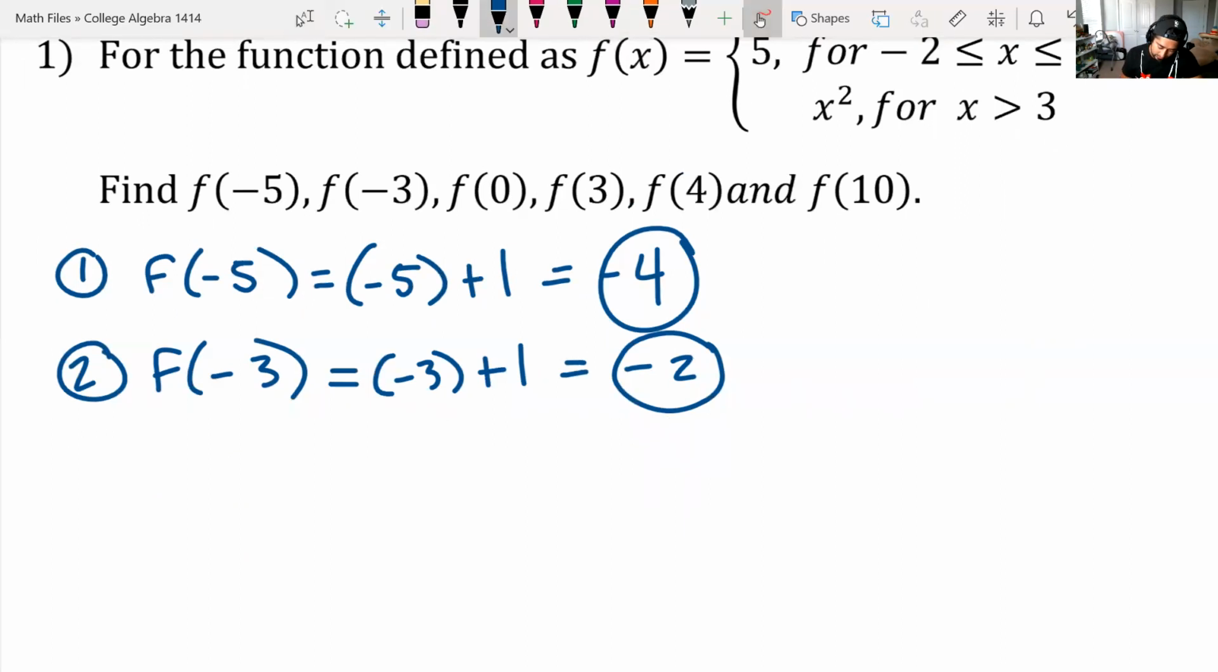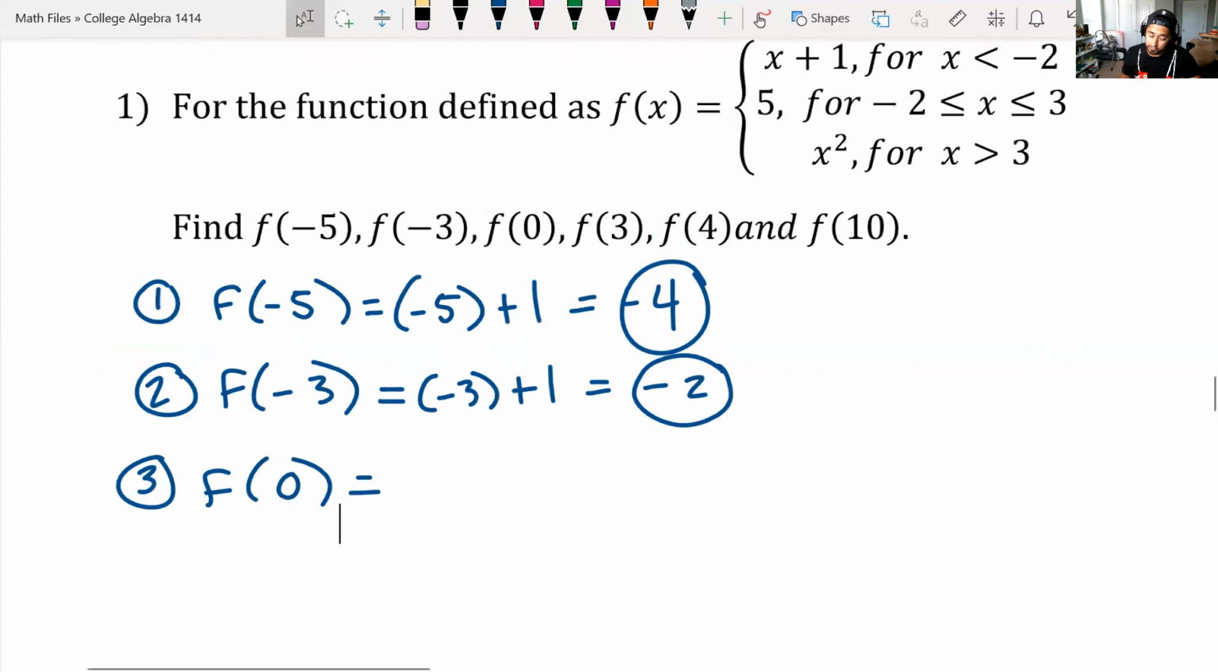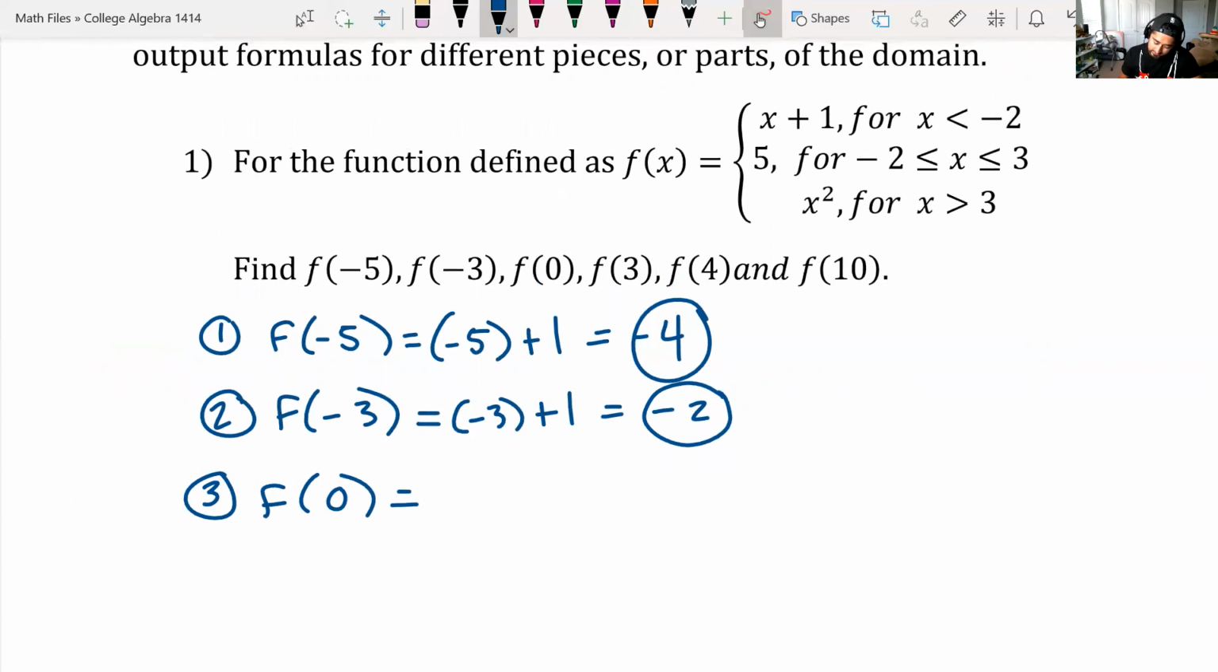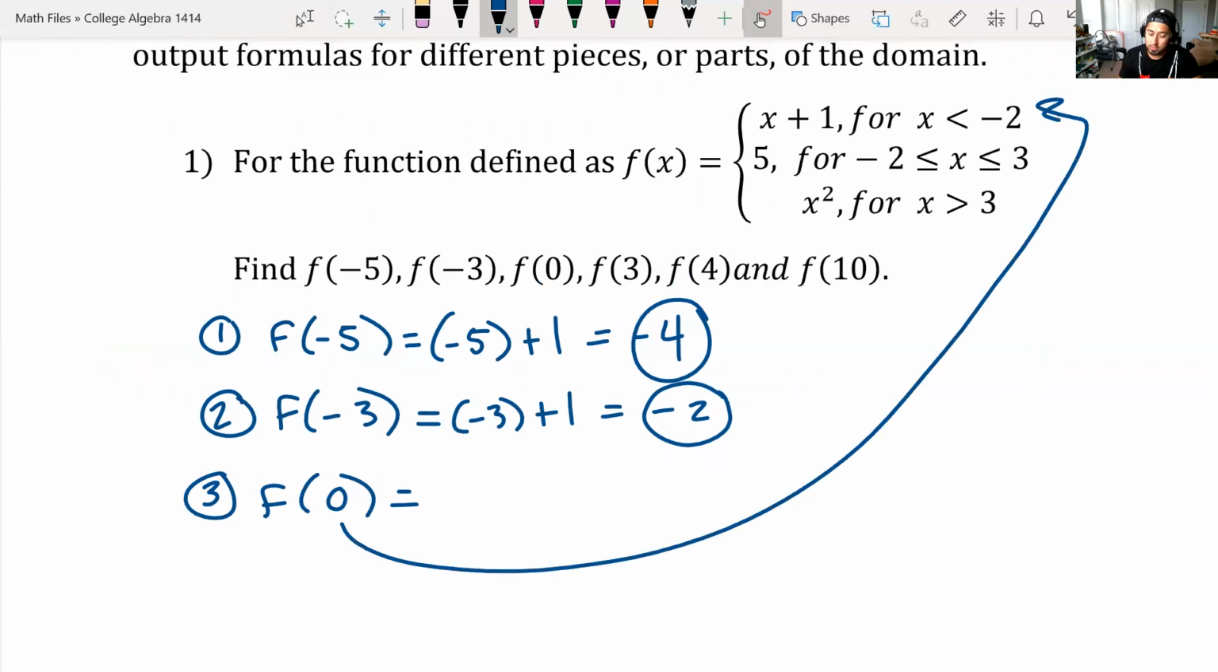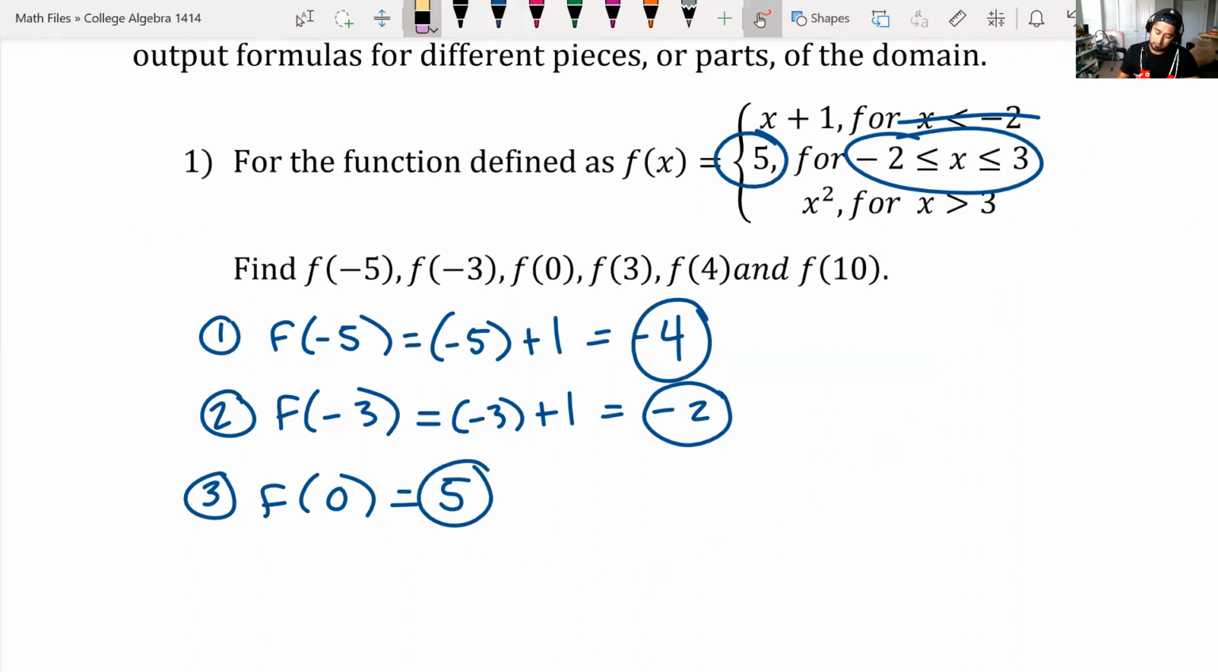All right. Let's see. And then for the third one, f of 0. So now we check, and is 0 less than -2? And that answer is no. Is 0 between -2 and 3? And that answer is yes. Since 0 is between -2 and 3, the output is going to be 5. And that's it for that one.